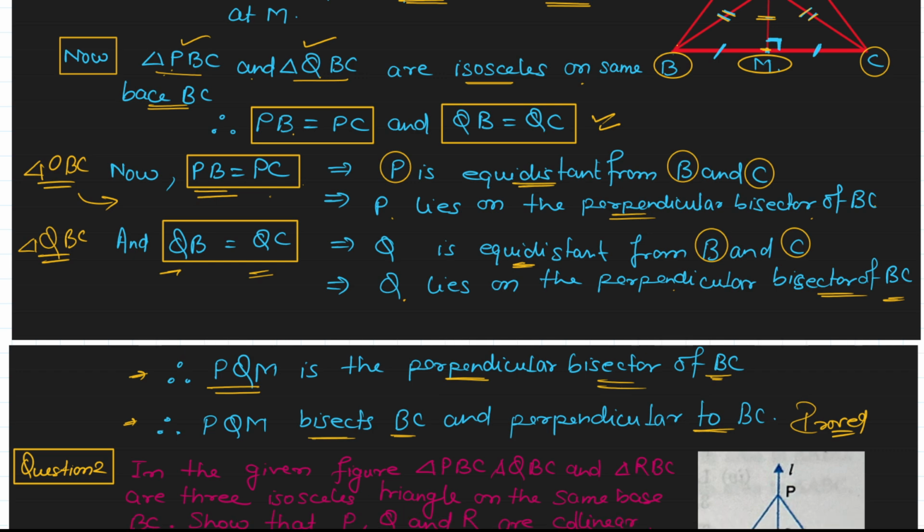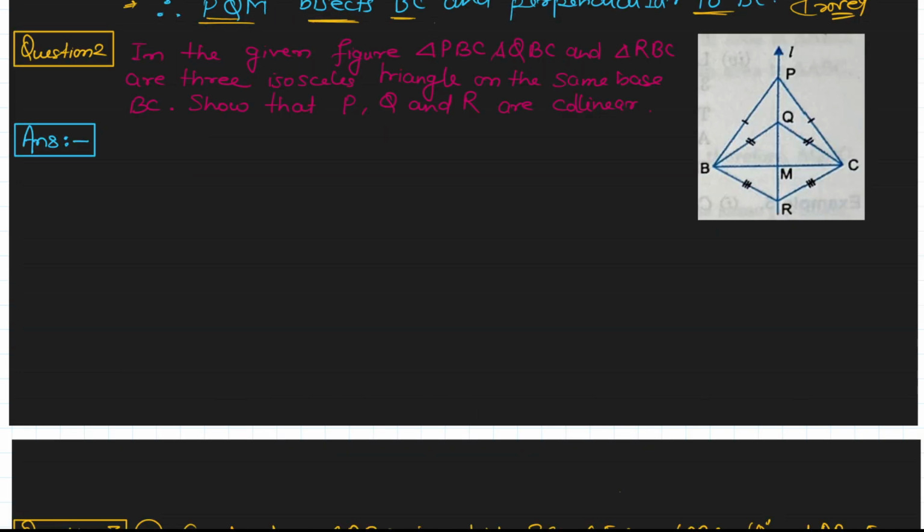Since P and Q both are lying on this line, PQM bisects BC and is perpendicular to BC. So it is bisecting BC and it will be perpendicular to BC. So both the angles will be 90 degrees here.